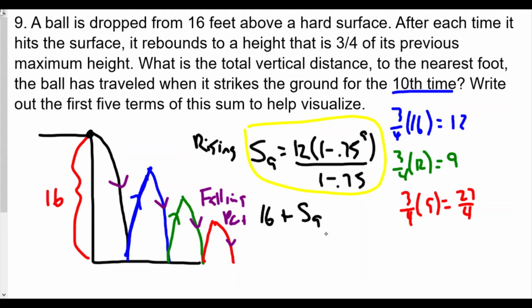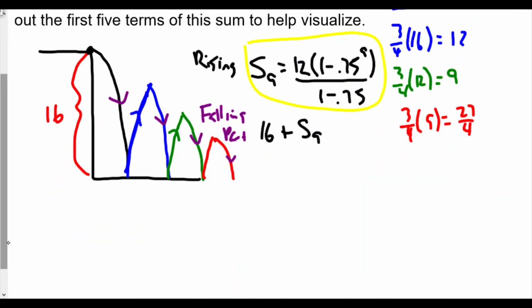So what we can do is calculate the sum of the rising part, double that, and then add 16. So as a formula, we would find our total sum, our total vertical distance.